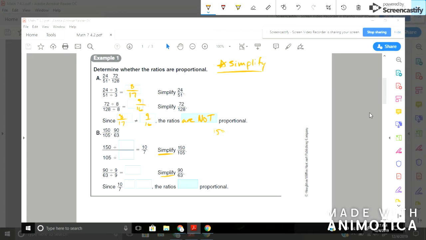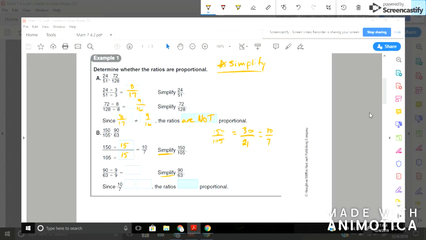So 150 over 105. If I divided each of those by 5, 150 divided by 5 would give you 30, and 105 divided by 5 would give you 21. Look at these numbers and say, oh, you can be simpler because they're both divisible by 3. So that would give me 10/7 if I divide them both by 3. Now it's in simplest form, right? And so I actually divided by 15. 105 divided by 15 is 10.